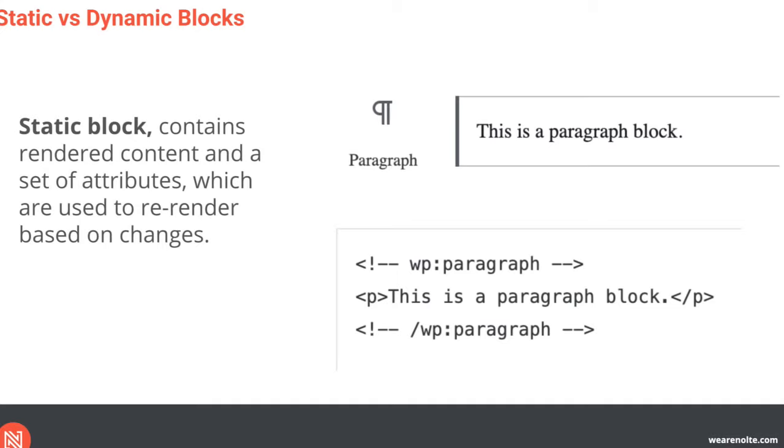We have two types of blocks, static and dynamic. A static block contains rendered content and a set of attributes, which are used to re-render based on changes. These attributes could be a title, URL, background and text color, and alignment. An example is the paragraph block. If you enable the code editor view, you will see that the paragraph is being rendered as HTML content.